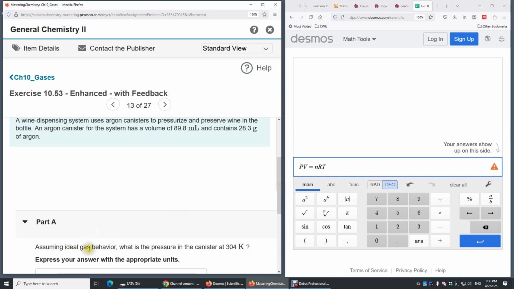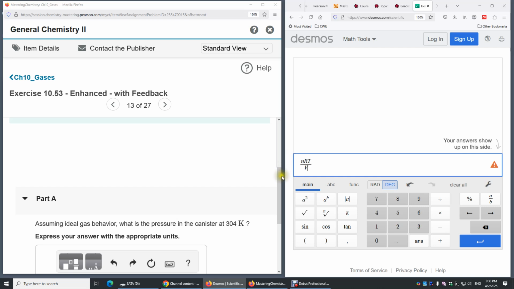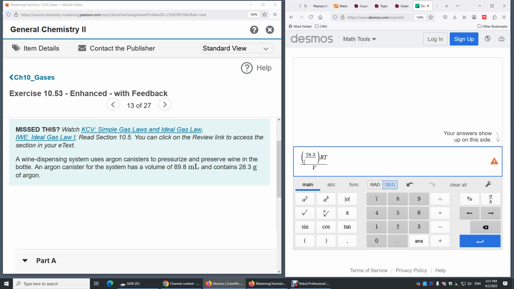Assuming ideal gas behavior, we use the ideal gas law, which is PV equals nRT. We're just plugging all those numbers in to get the pressure. Pressure is nRT over V, so we'll calculate this. We don't have the number of moles, but we do have the mass, 28.3 grams, divided by the molar mass of argon, which is 39.95.